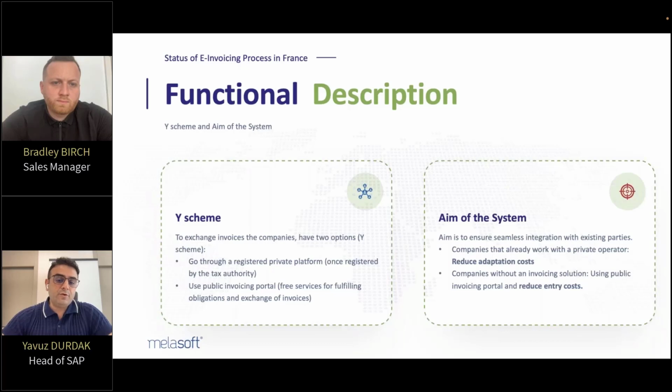What is the aim of this system? First of all, the aim of the system is a seamless integration with all of the parties involved in the invoicing process. So some of the companies may already work with some private operators in their current system. So this will reduce their adaptation costs, so they will continue with their registered private platforms. On the other hand, for the companies that do not have such an invoicing solution, they can use the public invoicing portal, and this will reduce their entry costs. So this Y scheme is advantageous in terms of these two cases.